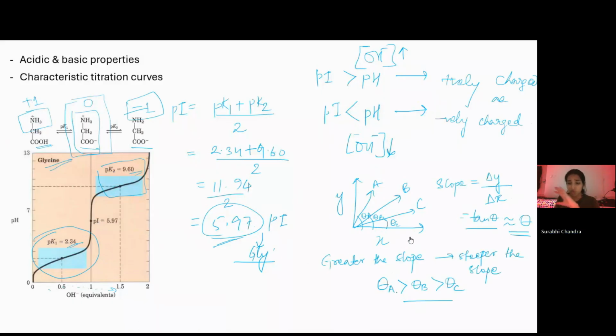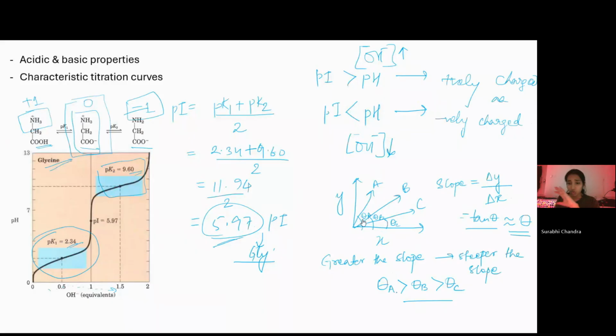In general, when we talk about the slope of any graph, this is y by x, right? This titration curve that is being shown is also a graph. Suppose there are three samples. It has a certain angle here, and for that slope we have tan theta. In general, slope is represented by changes in the perpendicular axis divided by changes in the horizontal axis, so delta y by delta x. If the slope is greater, then it is steeper, right?